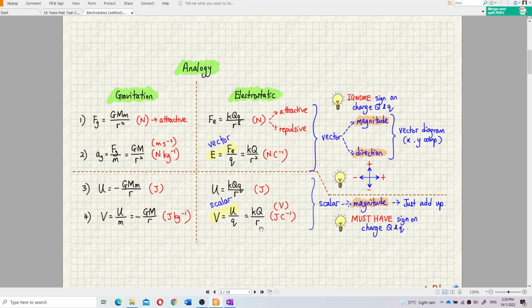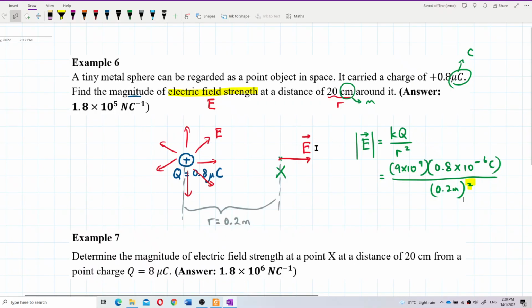It's just R. So that's the difference between vector and scalar. The vector, the R has a square. The scalar quantity, the R doesn't have a square. So this is electric field strength, so this is a vector. Vector has a square below. So that's the thing I want you to pay attention to. Okay.